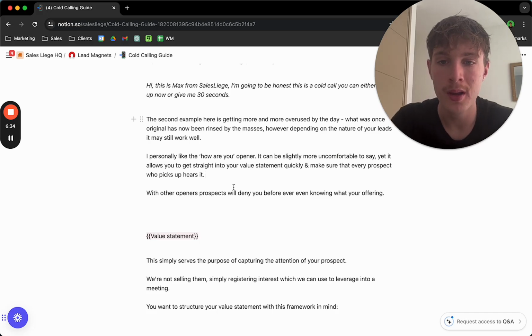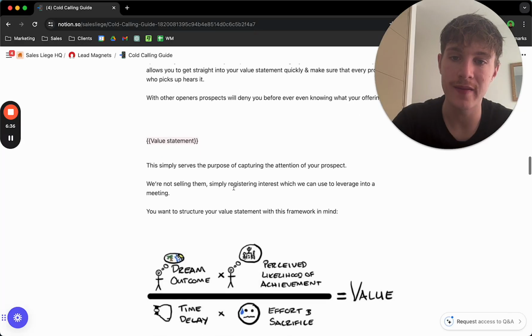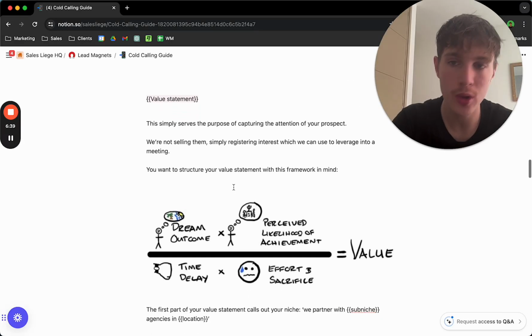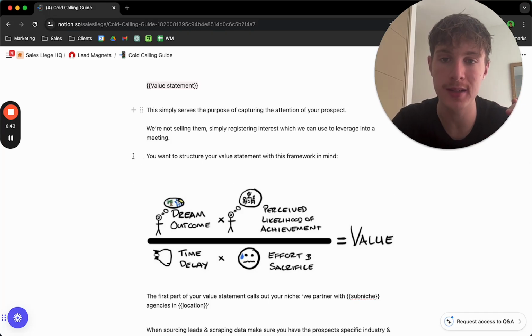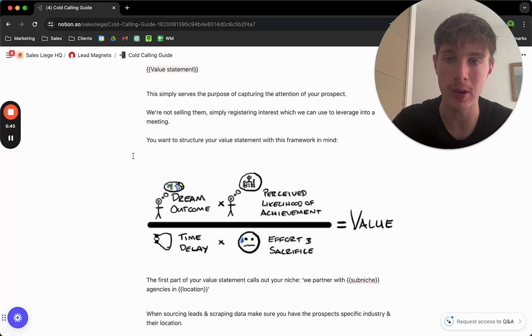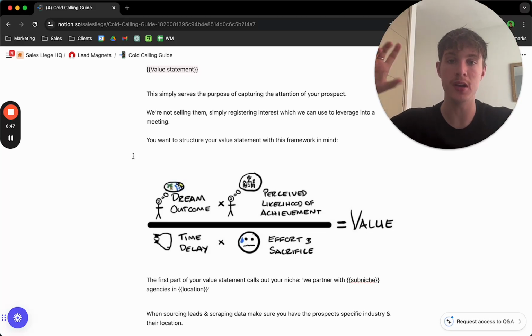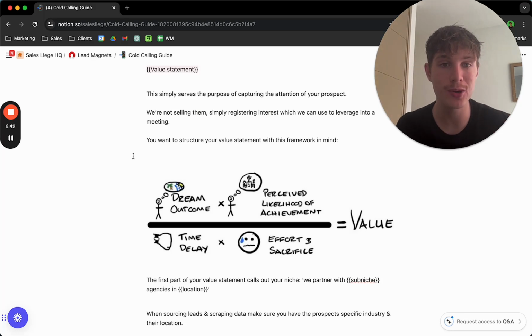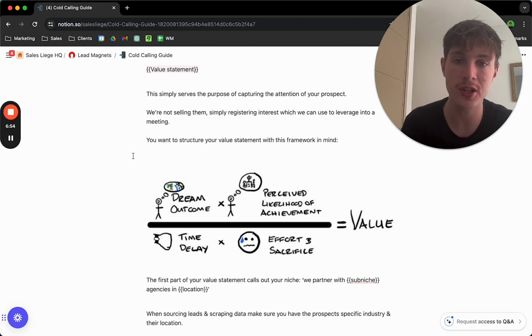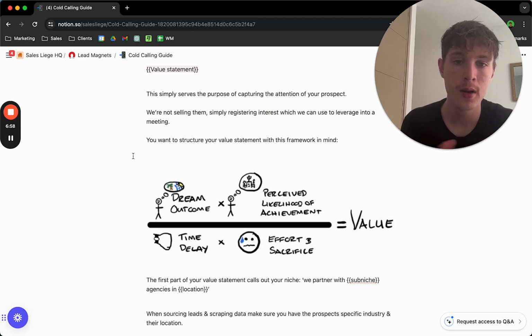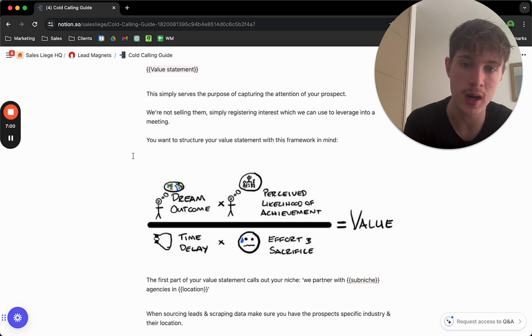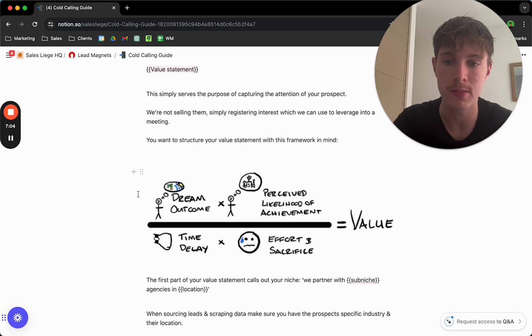So again, the next stage is the value statement. The whole purpose that this serves is just capturing the attention of your prospect. We're not selling them anything here. We're literally just getting them to register initial interest, which we can then leverage into a meeting. We want to structure that value statement with this framework in mind: dream outcome, perceived likelihood of achievement, which is case studies, time delay, and effort and sacrifice. And that all equals value. You've probably seen this before.